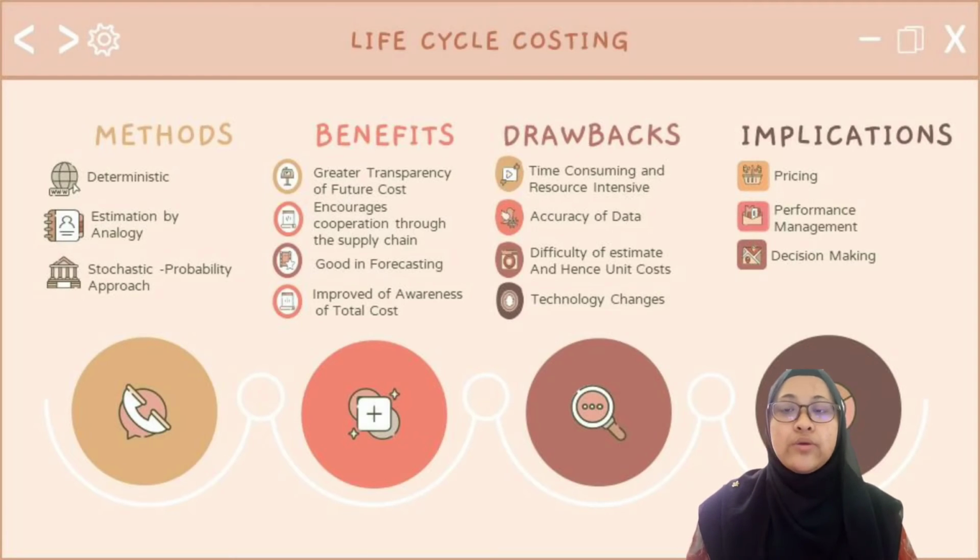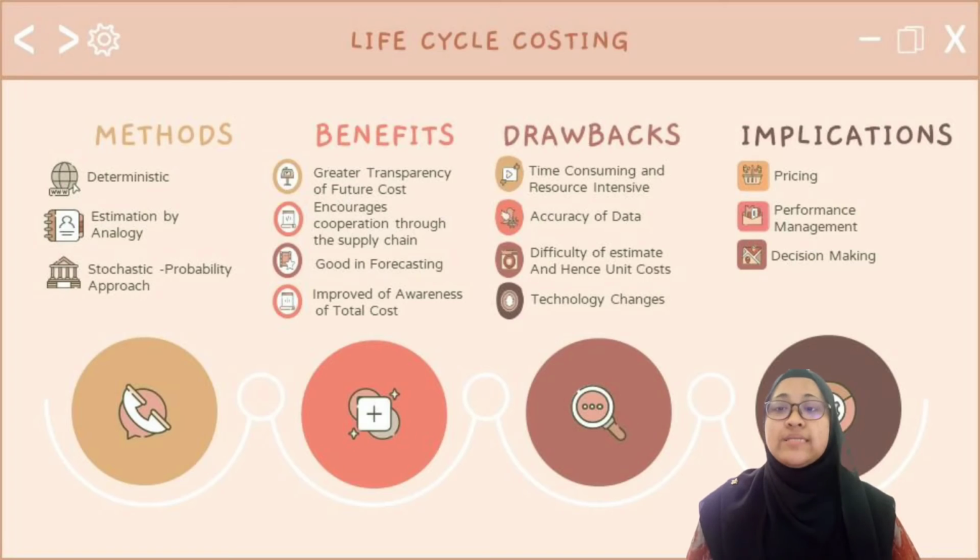The next drawback is accuracy of data. It is always difficult to estimate future costs, especially in instances where there is no track record or no similar experience on which the estimate can be based. This means that some form of sensitivity analysis or application of probability is required. Estimation by analogy based on previous experience can help to alleviate some of the issues surrounding the accuracy of data.